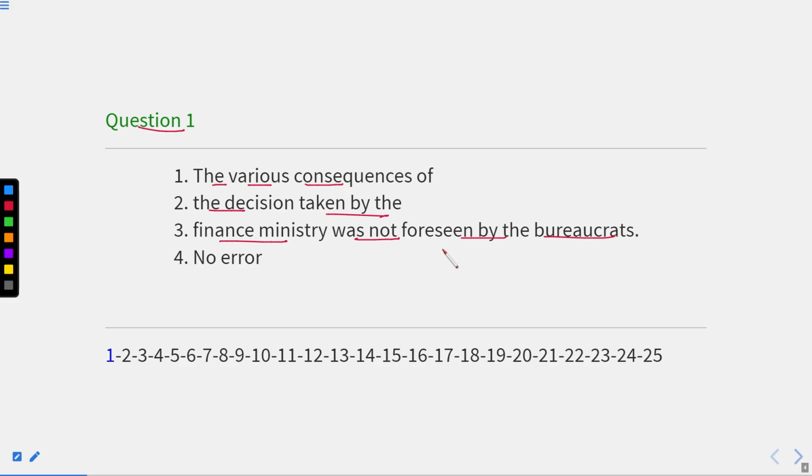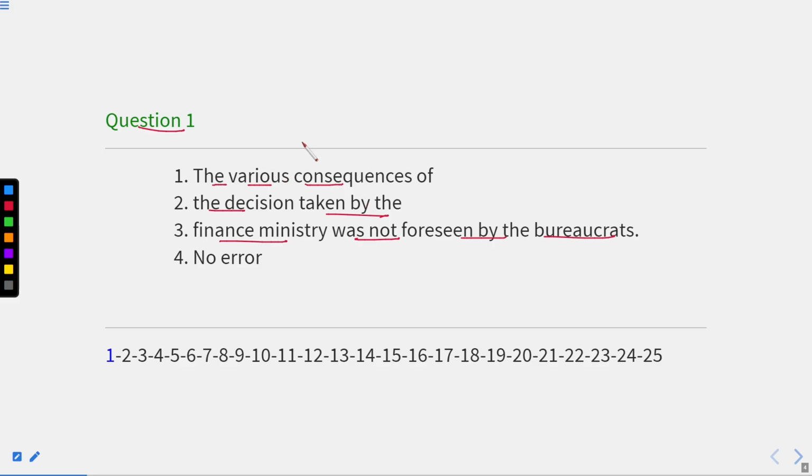Now this is the sentence first of all. Let us see each and every part one by one. The first part is the various consequences. Now what is various consequences? Various means different, which are more than one in number. Consequences means results. So the various consequences means different results of the decision. It means someone has taken a decision and it may have various consequences, many different consequences.